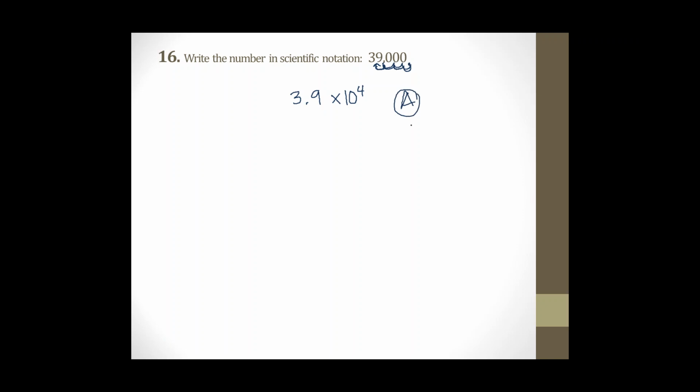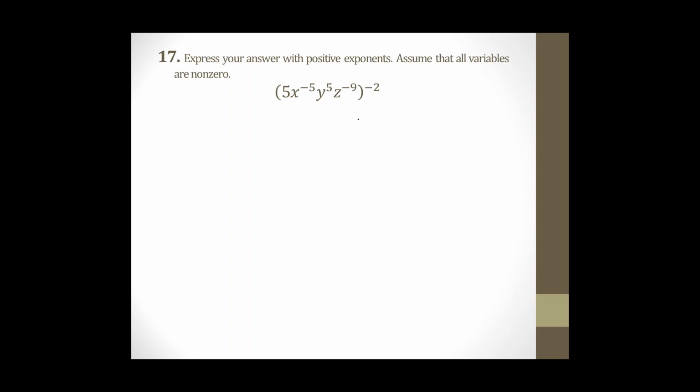Okay, 17. Express your answer with positive exponents. Assume that all variables are non-zero. So you've got a large product raised to the negative second. And you can go about this a few different ways. I am going to go ahead and eliminate the parentheses and raise every single term to the negative second power.